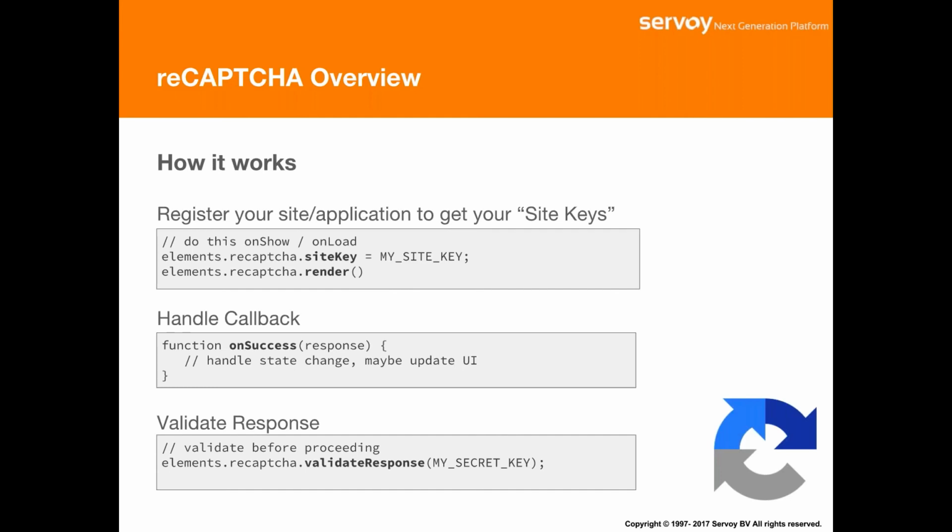It's really easy. You just put it on the form, and then you can basically validate that it's been authenticated or confirmed. You just have to get those public-private key pairs. I showed you where to do that on the Google website. You create your site, you register your domains, you get those public-private key pairs, and then away you go.